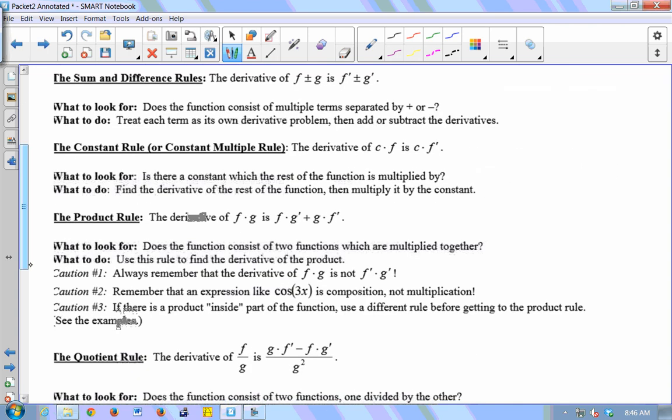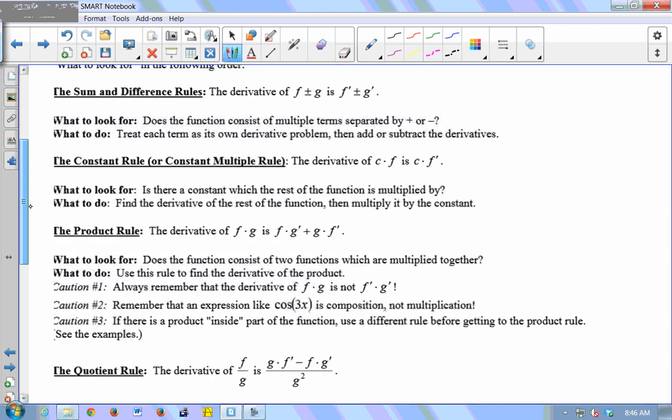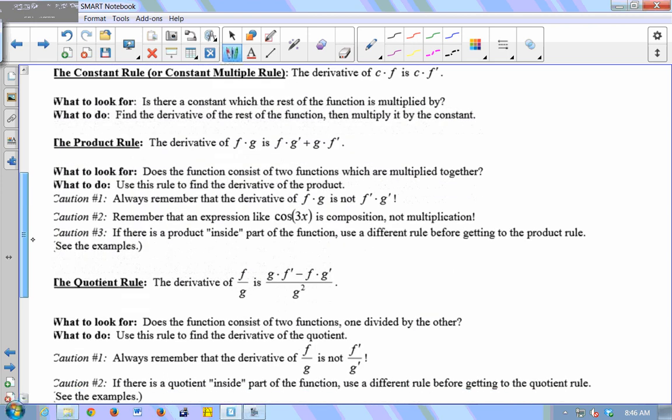All right, then look for constant multiples. Is there a constant which the rest of the function is multiplied by? In that case, find the derivative of the rest of the function and then just multiply by the constant. That's when I say this one just comes along for the ride. The coefficient will just come along. Those are the simplest 2 things that you could have. And then we move on to things like the product rule.